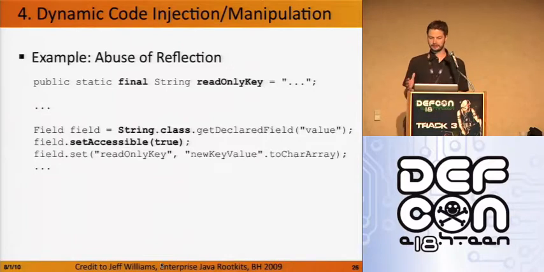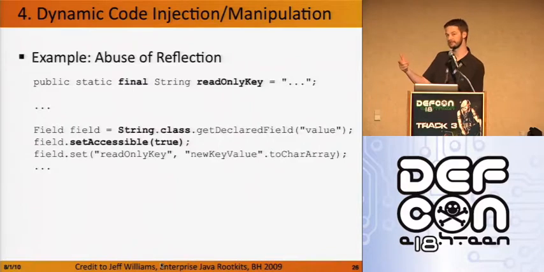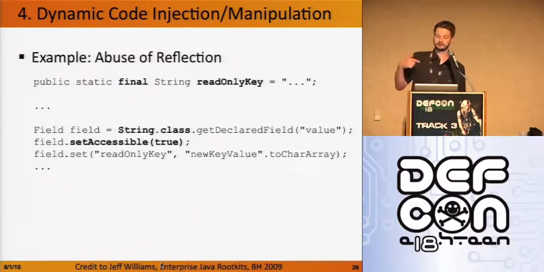One example over here comes out of Jeff Williams' work. It's the abuse of reflection. So you have some final strings in your application. You're not able to modify them. You're not able to change the data of these final strings. What you're doing is you change the String class in such a way that all final strings become writable. So it doesn't matter anymore if there's final with the string. You can actually rewrite all the final strings.